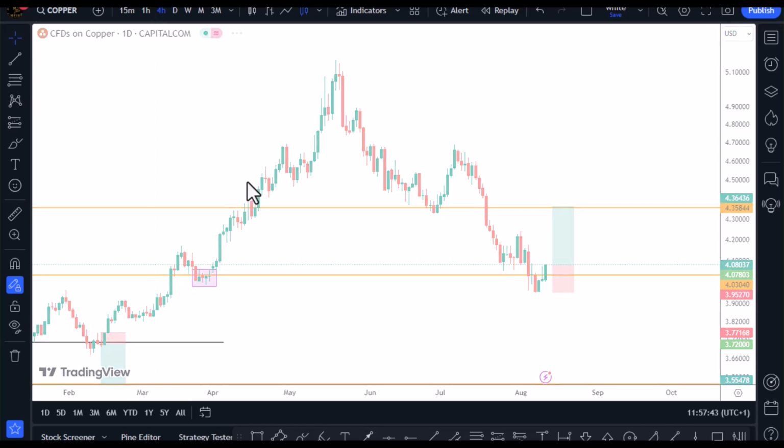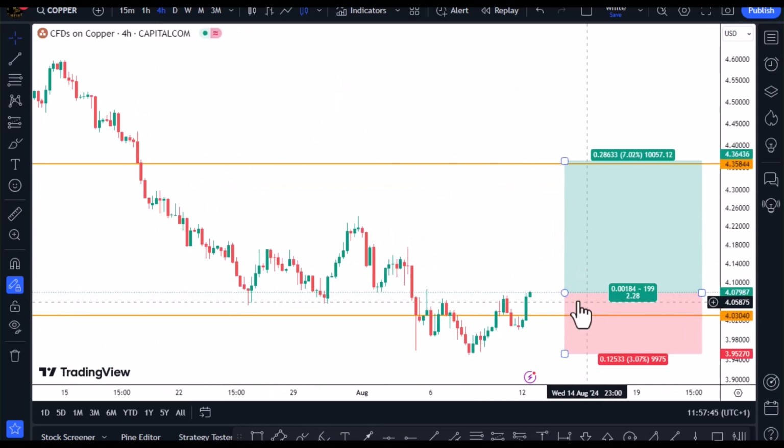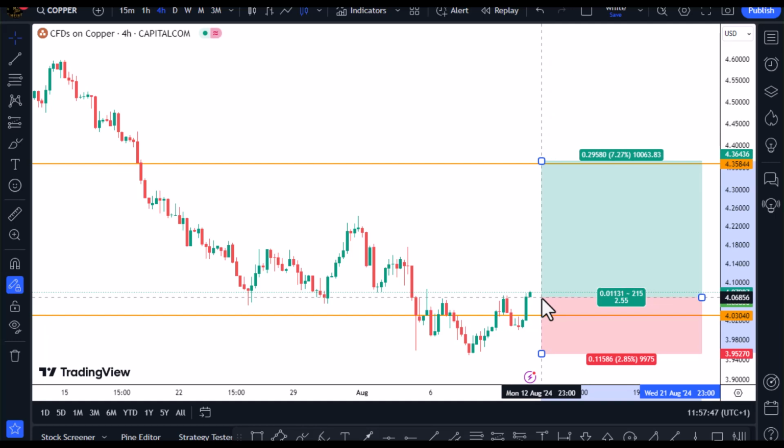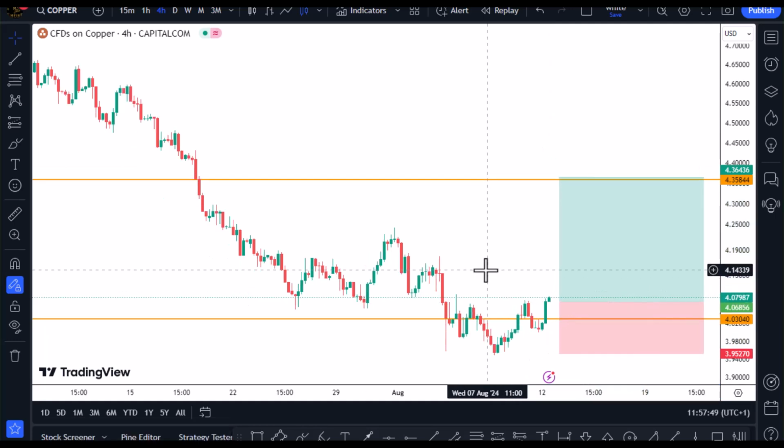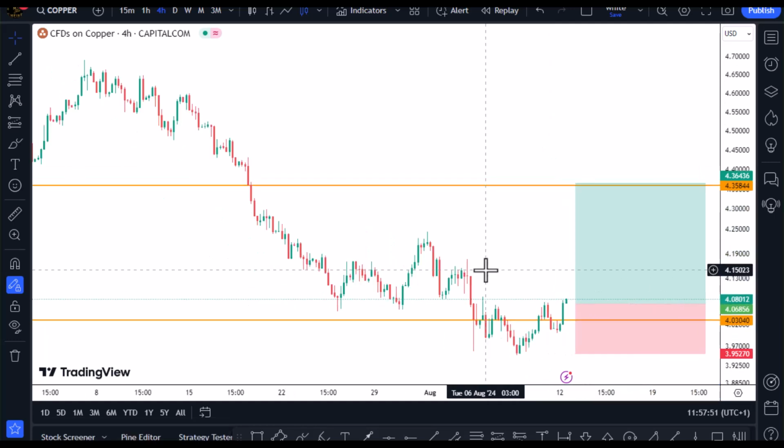If you do not have enough capital in your account, I advise you not to take this trade, because copper tends to have a wide spread. So if you have a small account size, my advice is do not trade this currency pair. I'll be looking out for an entry on copper.